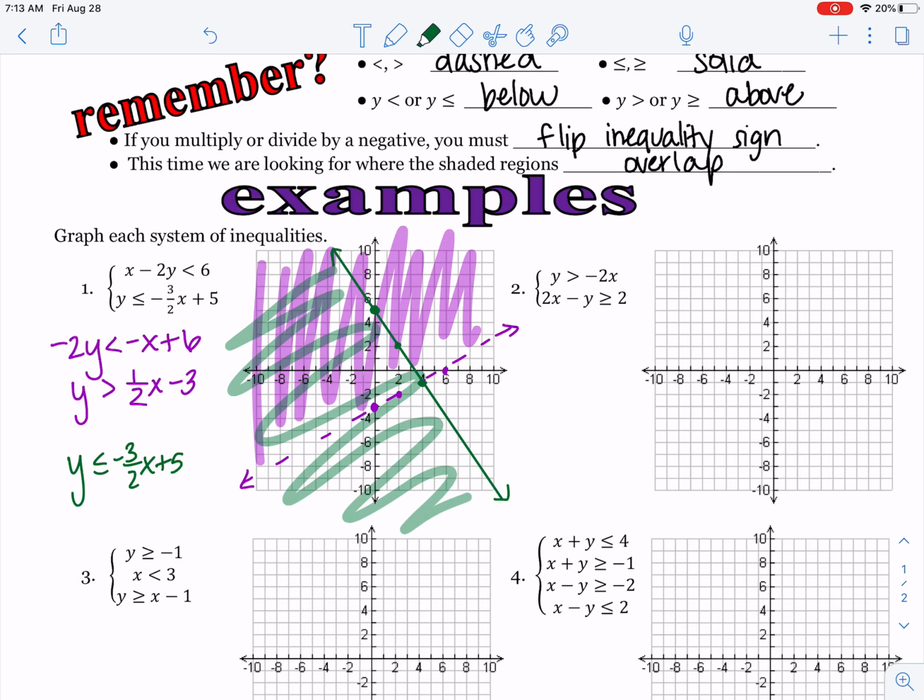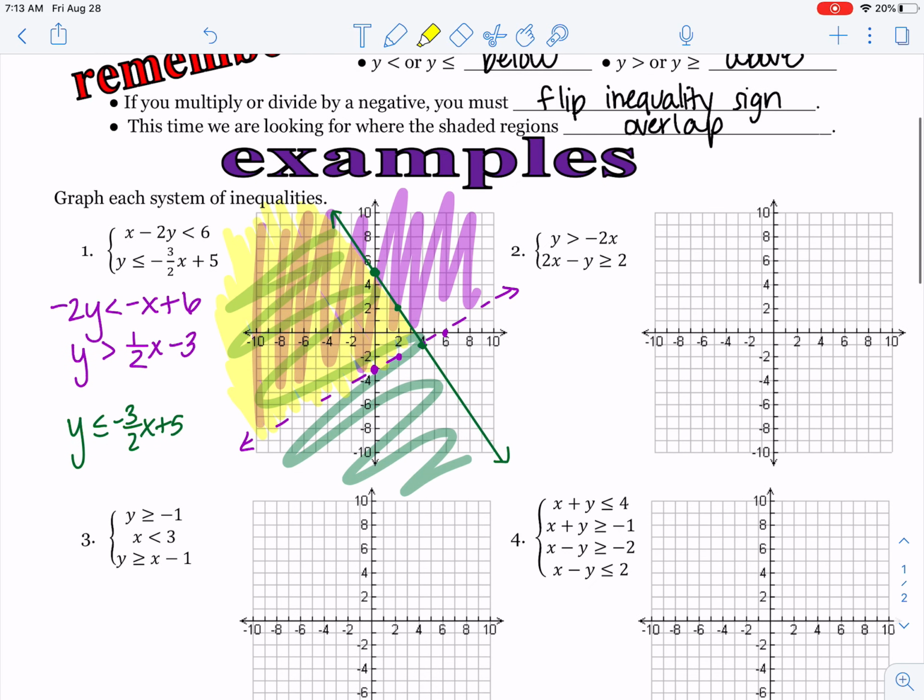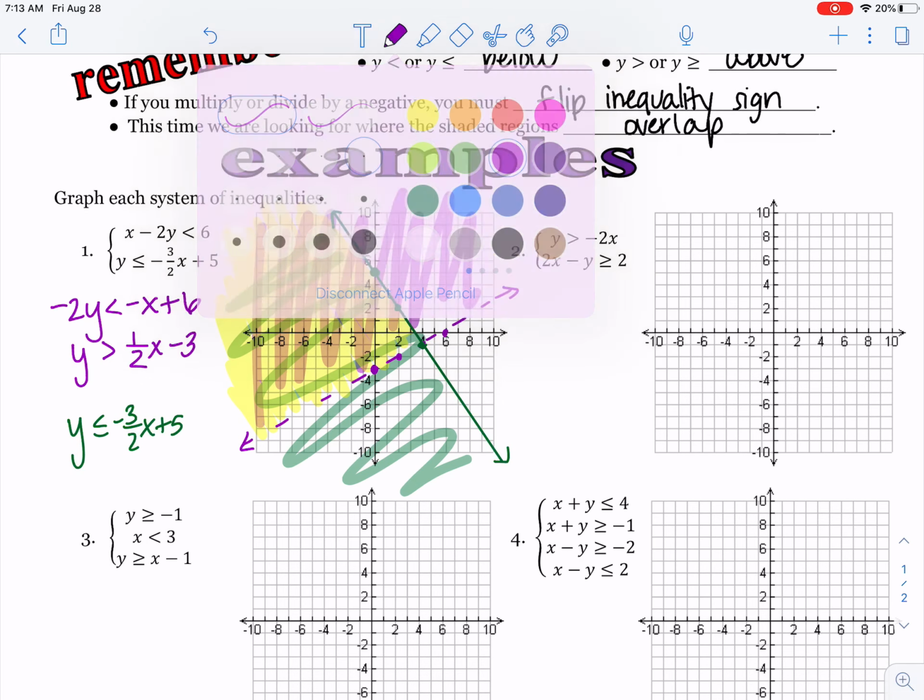So my final answer is going to be where those 2 shaded regions overlap, which is going to be this final yellow. So any points within that yellow region will make those 2 inequalities both true. We're going to just do this a couple more times. So if you want to pause the video or maybe mute the sound and try the second one and see if we end up with the same answer, feel free.